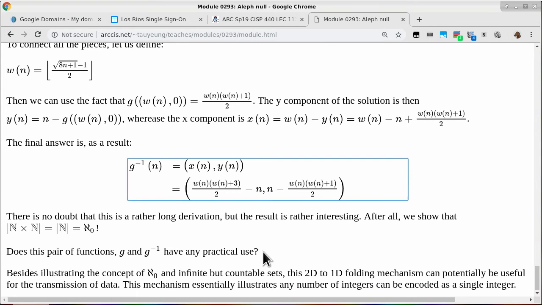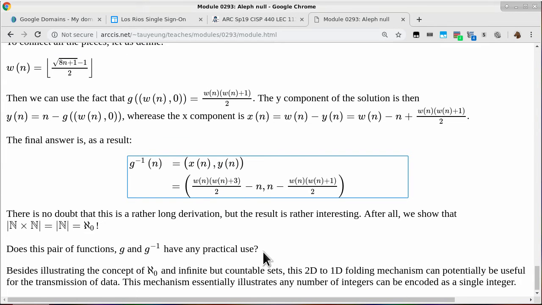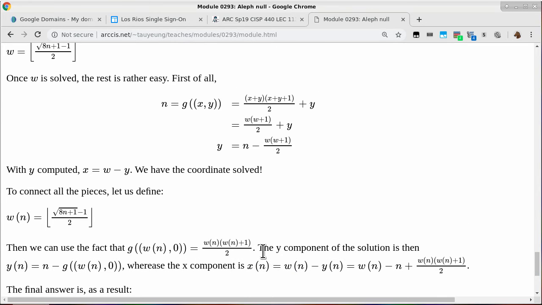So does it have any practical use? Yep, go ahead. Well, a quadratic equation has two solutions. Yes. So what are you going to select each one as? Because we know W cannot be negative, so we automatically get rid of that one.